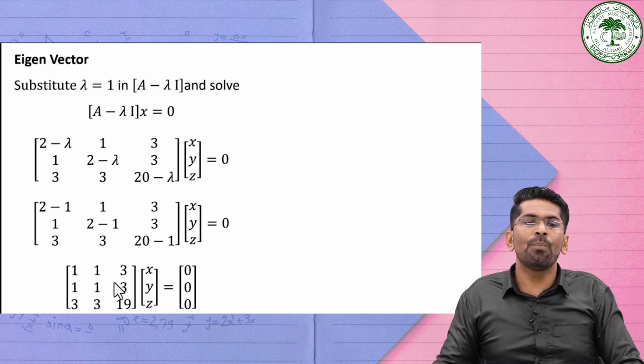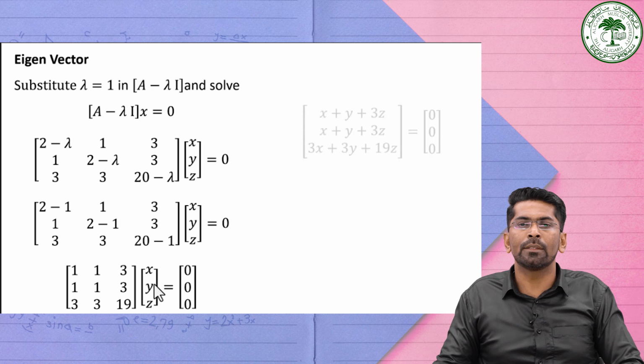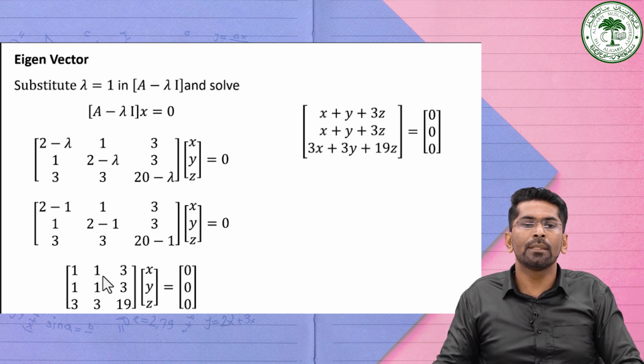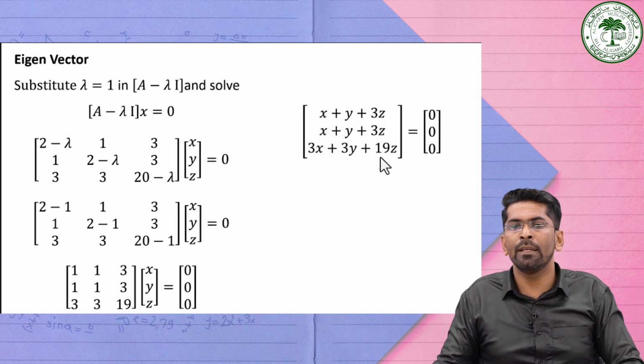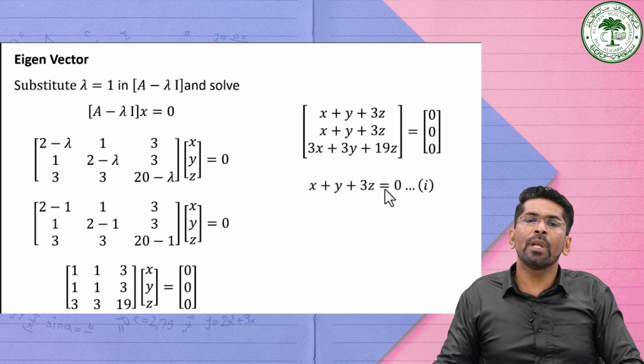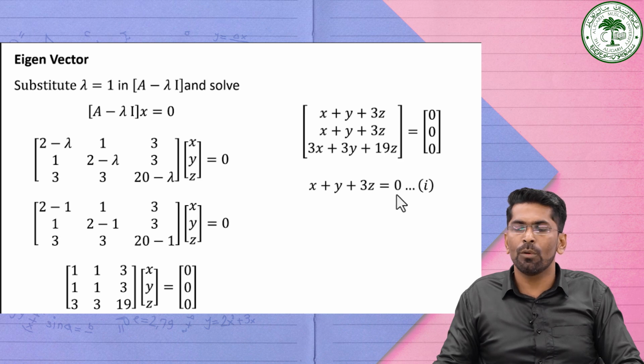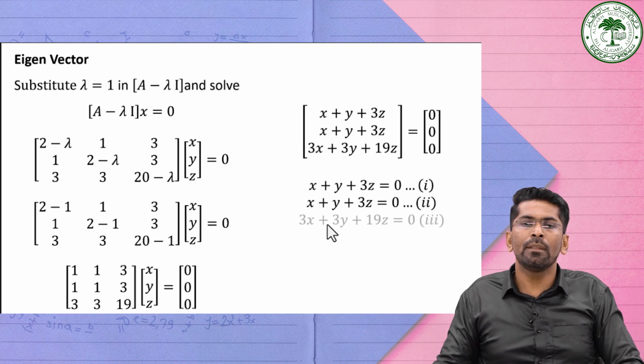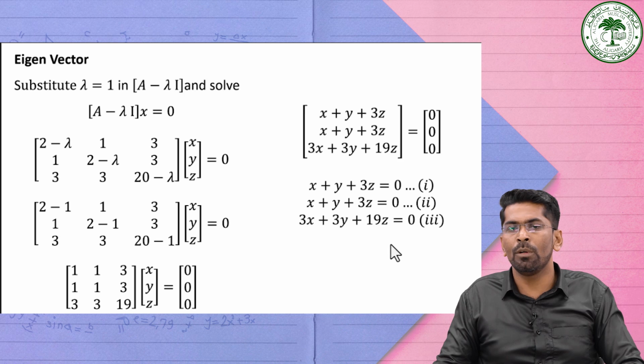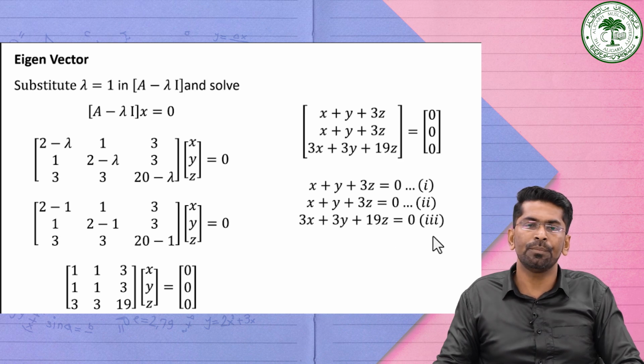Now we multiply the coefficient matrix with the variable matrix. So it becomes 1 into X plus 1 into Y plus 3 into Z, then 1 into X plus 1 into Y plus 3 into Z, then 3 into X plus 3 into Y plus 19 into Z, which is equal to 0. Separating the three equations by equating to 0: x plus y plus 3z is equal to 0, then x plus y plus 3z is equal to 0, then the third equation is 3x plus 3y plus 19z is equal to 0.